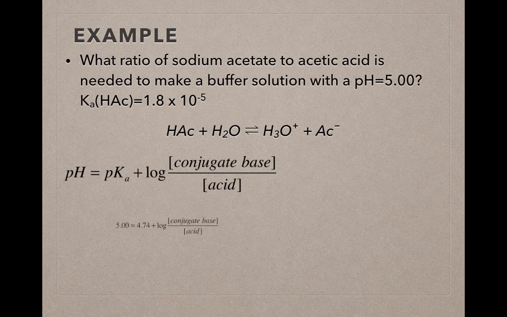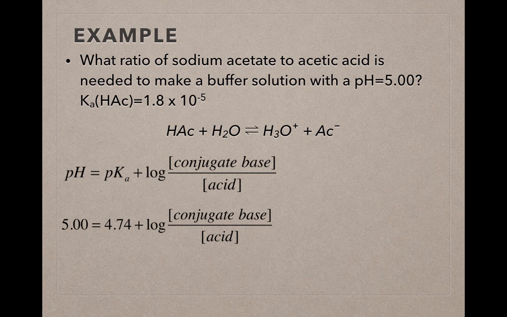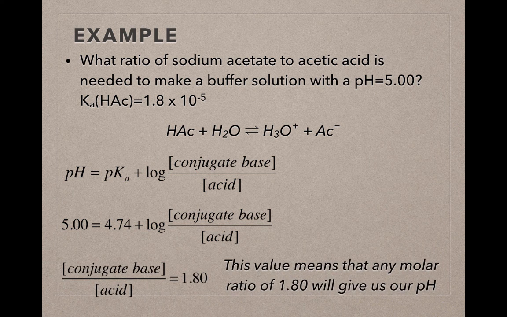So let's see what we know. We know we want the pH to be 5.0. We take the pKa, or the p of the Ka, and we get a value of 4.74. What we don't know is the concentration of conjugate base and acid. Or more specifically, what we really want is the ratio of base to acid that we need, because that's really all we need. And when we solve for that ratio of conjugate base to the acid, what we get is a value of 1.8. This means that any molar ratio of 1.8 will give us a pH of 5.0.